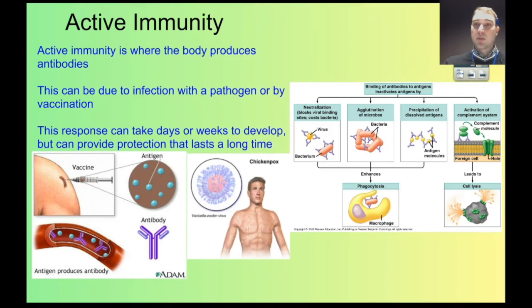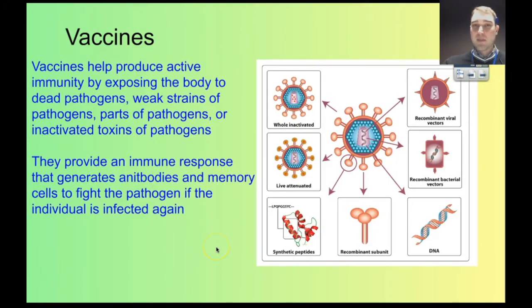Here's vaccines, and we'll talk about vaccines now. There are many different types of vaccines. You can expose the body to dead pathogens, so you can inactivate the pathogens by exposing them to chemicals or radiation. What that means is you kill off the inside of the cell, but the outside remains intact, and the outside is the antigens that your body responds to. You can also have weak strains of pathogens, so this is called an attenuated strain.